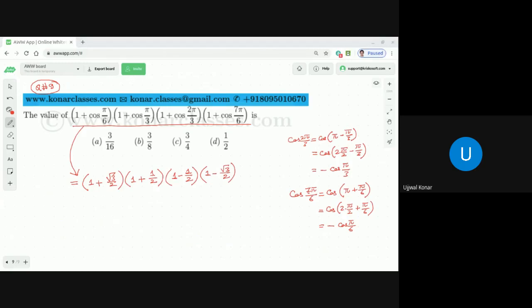And if we simplify, first we merge this a plus b into a minus b together, dear students. So it is a square minus b square. So 1 minus 3 by 4. And then this 2, a square minus b square, that is actually 1 minus 1 by 4. Now 1 minus 3 by 4 is equal to 1 by 4 into 3 by 4. That is equal to 3 by 16, and eventually we get the correct option as option A.